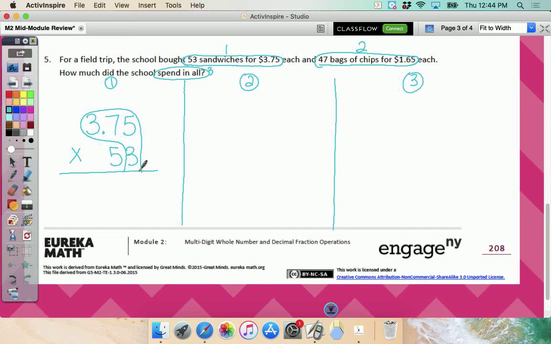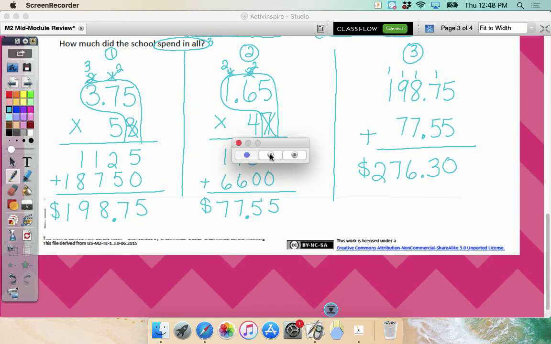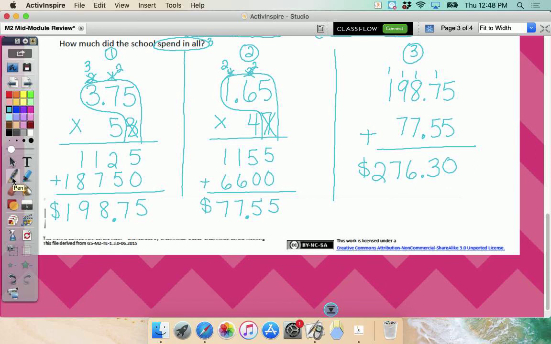And the next one is $1.65 times 47. Once you get those done, then you can do the addition. Okay, and I'm going to pause this while we're working on it. So go ahead and check your answer with mine. Check your answers with mine. If you don't have the dollar sign and the decimal on each answer, am I going to count it wrong or correct? Wrong.